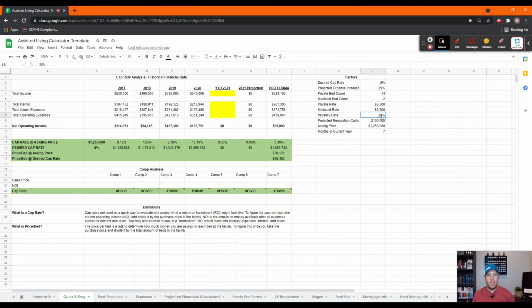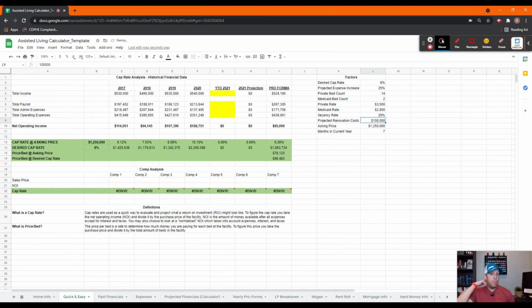And then this vacancy rate is saying 20% of the time, of those 16 beds, they're going to be vacant. So you could change this to 15%. You could change it to 10%. You can see it's adjusting that total income number up there as you're doing that. So I'm just going to keep it at 20%.